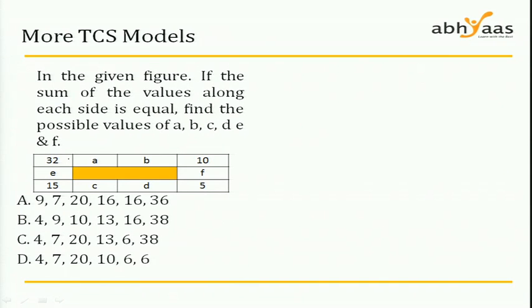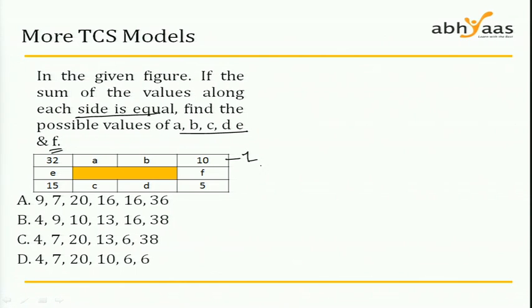Now let's move on to this question. Right. In the given figure, if the sum of the values along each side is equal, find the possible values of A, B, C, D, E and F. Right. Again, don't try to solve it. Instead of that, it is much better to approach this problem through options. Right. What are the different sides here?